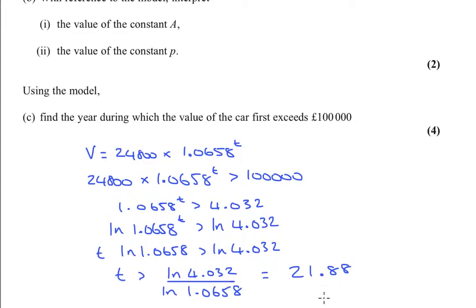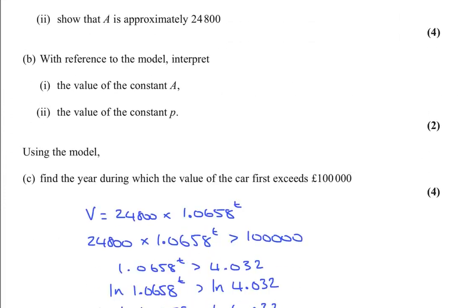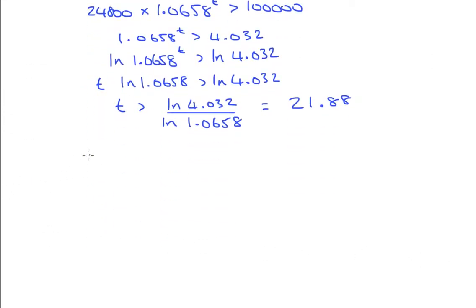and towards the end of the 21st year, the car exceeds £100,000. So if we add that on to when this first started, 21 years plus that 2001 is going to be somewhere in 2022. It will be right near the end of 2022, but it will be during the year 2022.